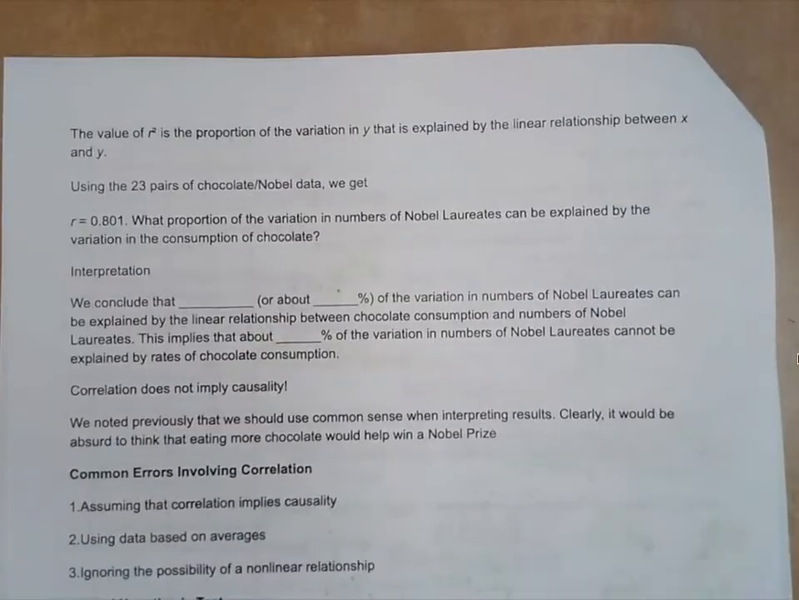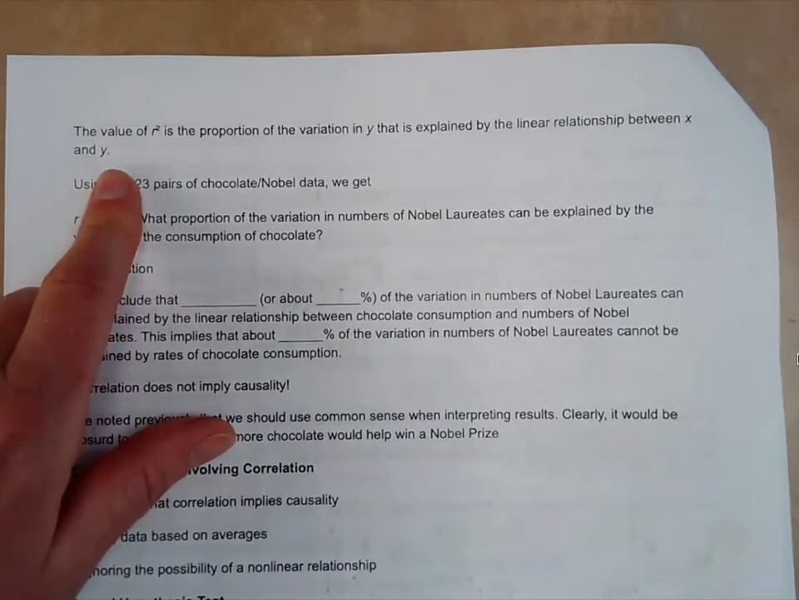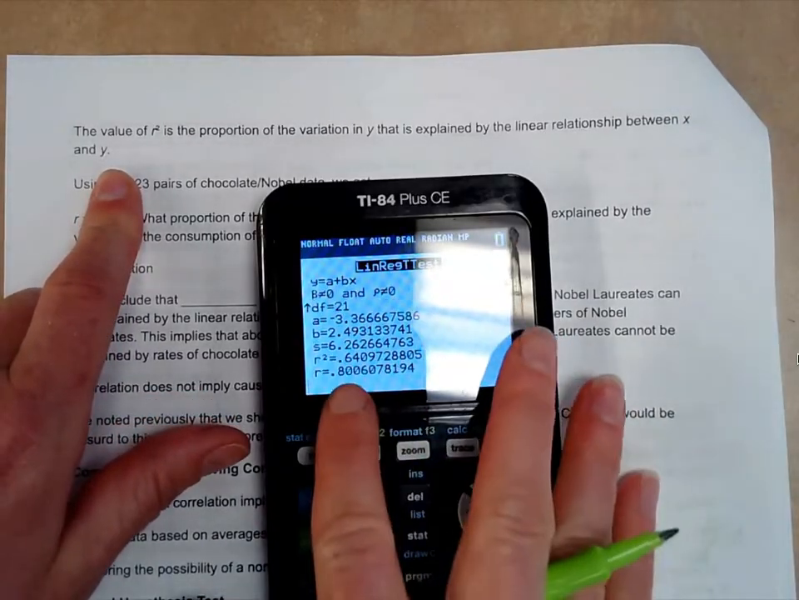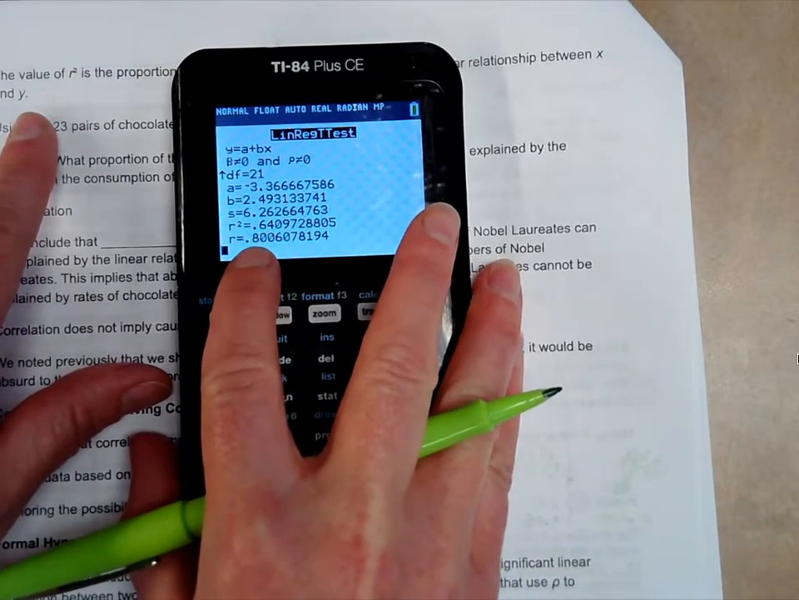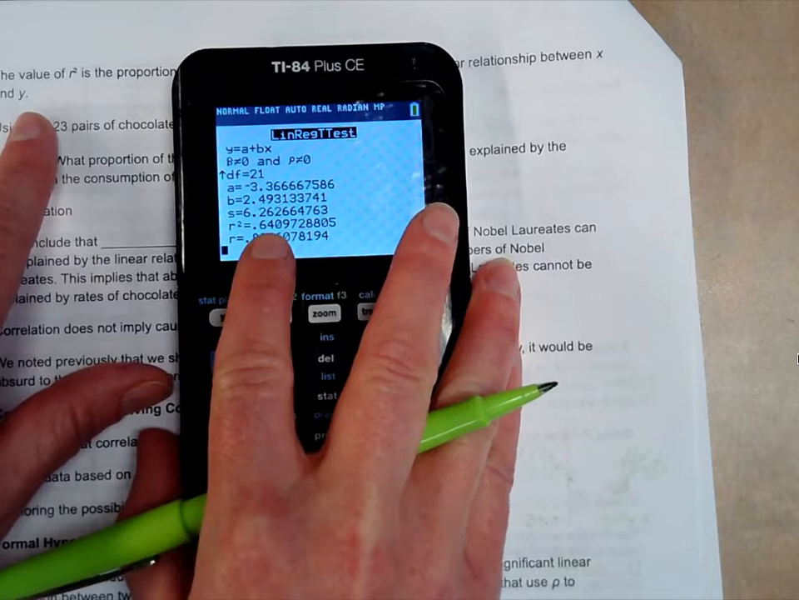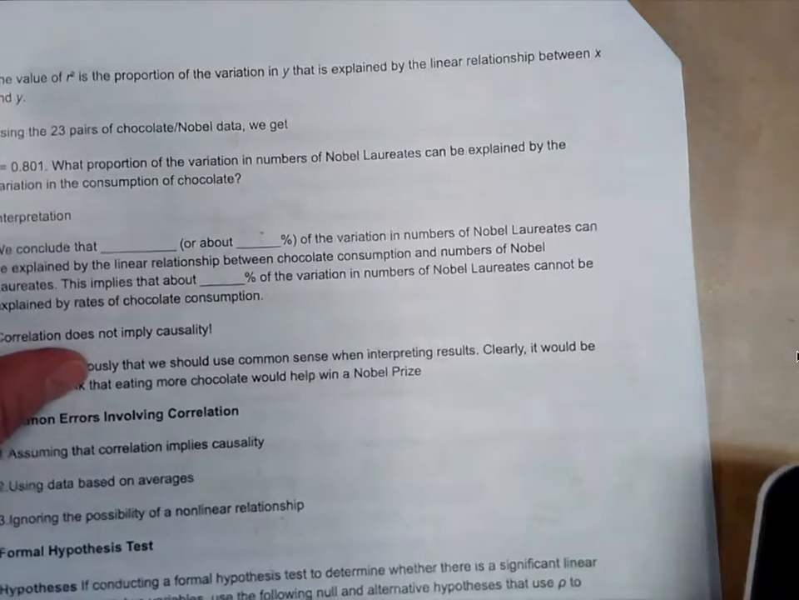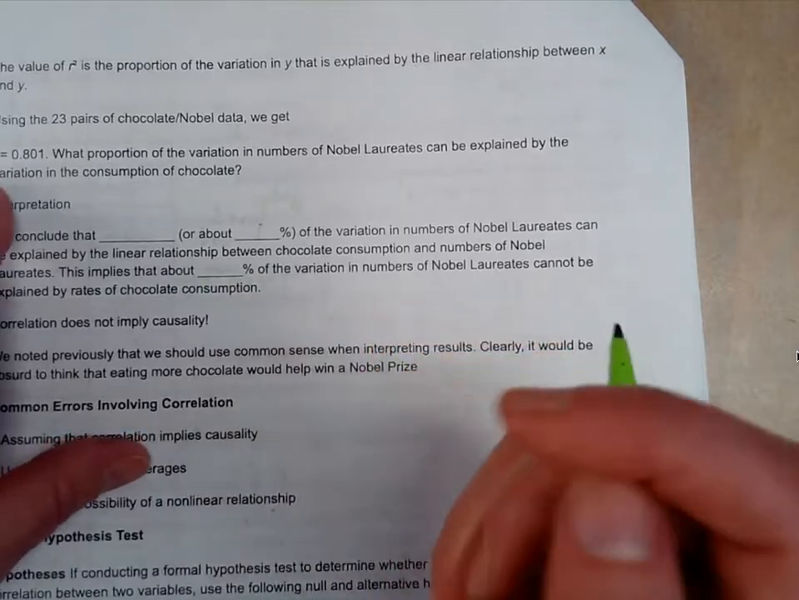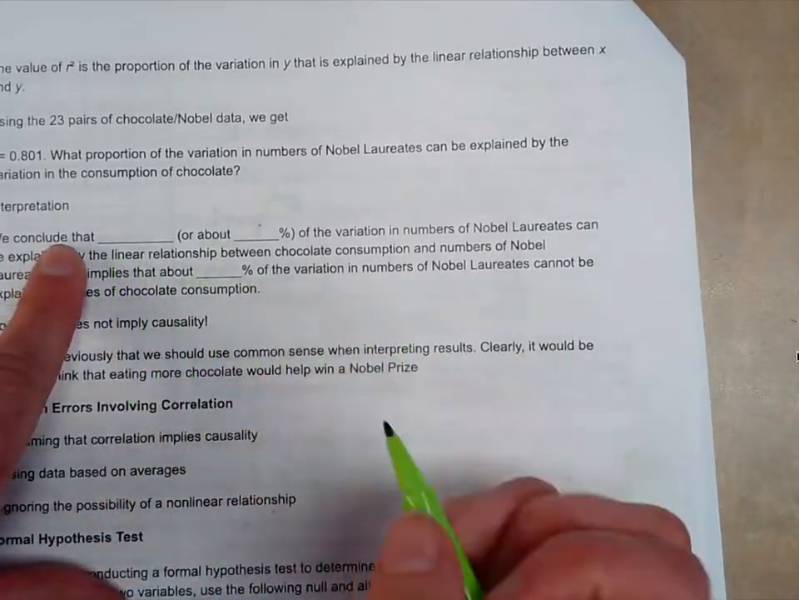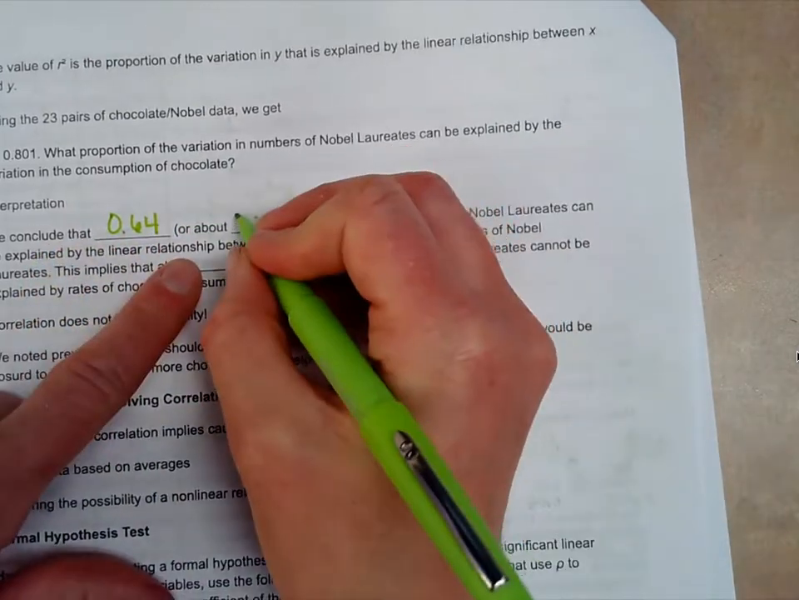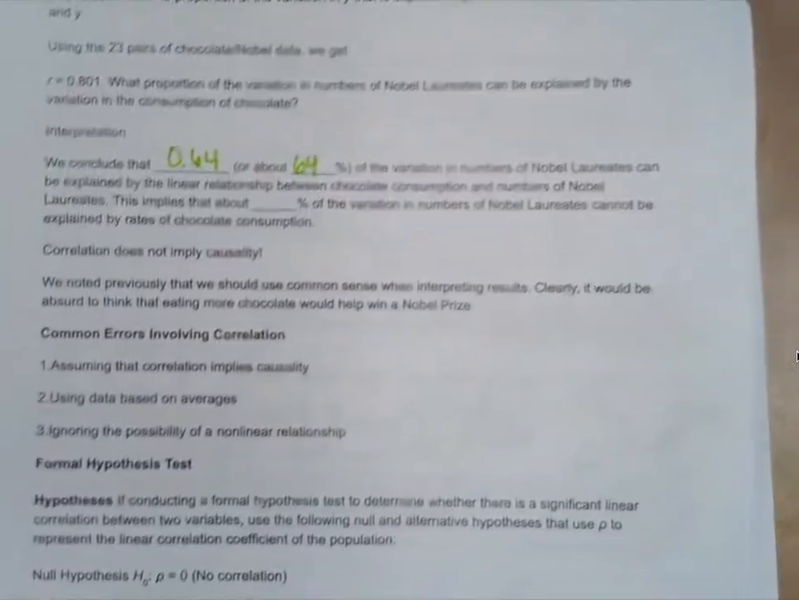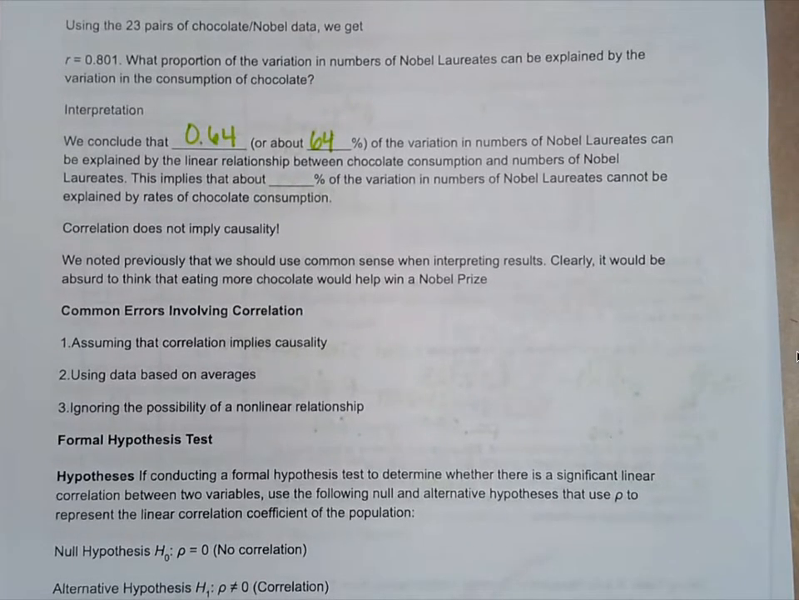Okay, we'll also look at R squared, which, when we did the value, we found R is right there. R squared is whatever R is squared. So see how 0.8, and then R squared is 0.64. So what this tells us is we conclude that 0.64, or 64% of the variation in the numbers can be explained by the linear relationship between chocolate consumption and Nobel Prizes.